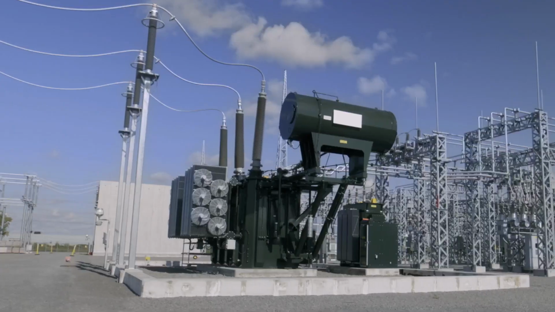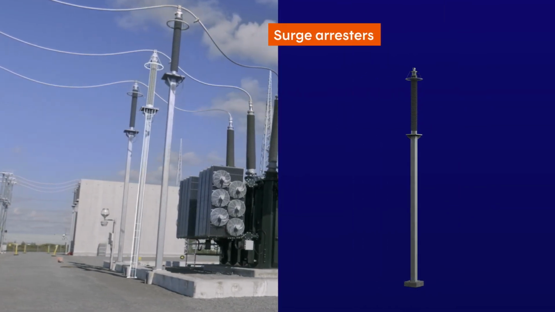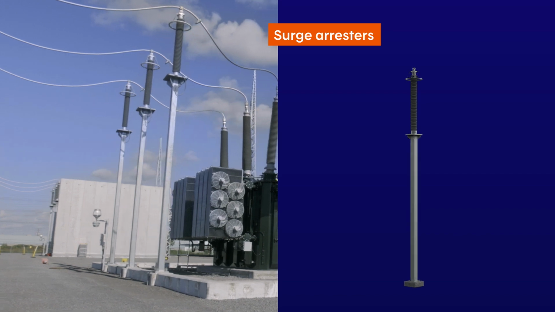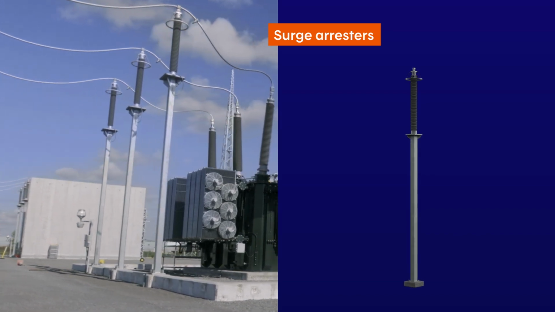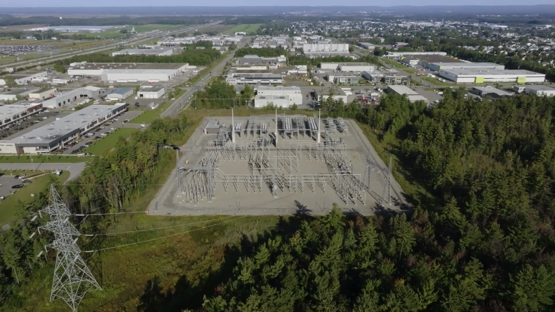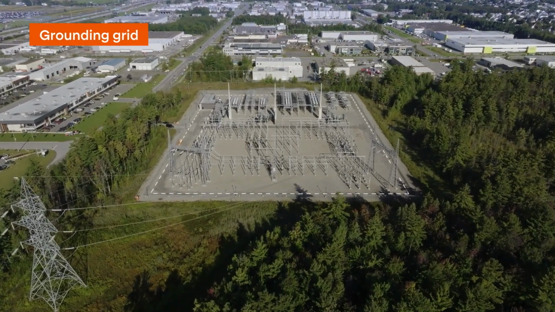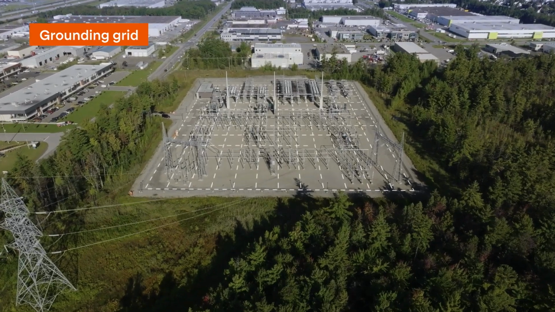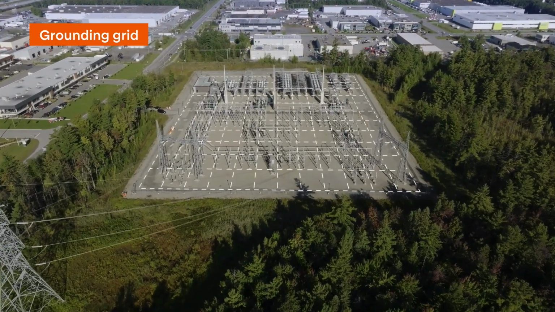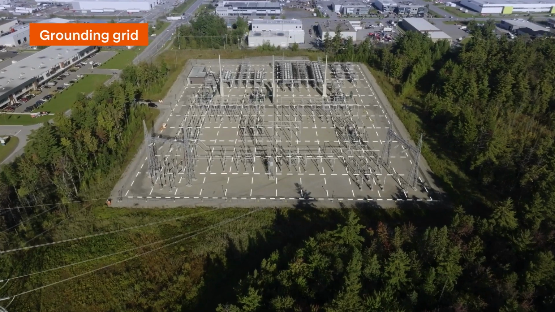Not far from the transformer are the surge arresters. They protect the transformers from overvoltage. When there are lightning strikes or switching operations, they send the electricity towards the ground. And on the ground, there's a grid of metal wires. It's a safety device that protects the entire substation. This grounding grid disperses the electricity downwards as a safety measure.